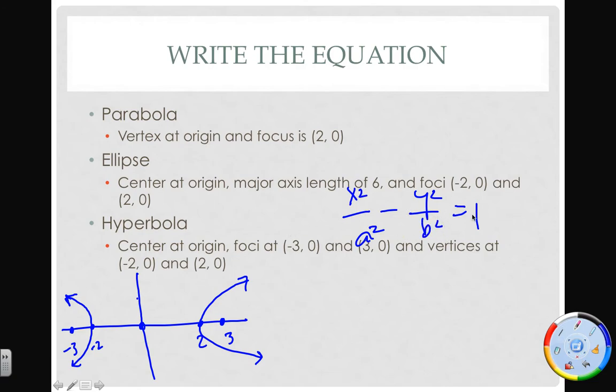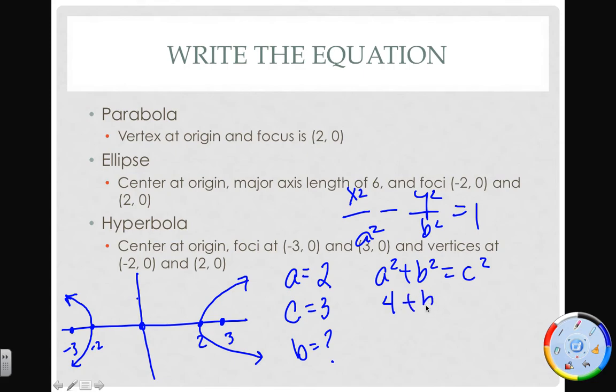It has to look like this. So I need to know a and b again. I know a is 2 because a is the distance from center to vertex. c is 3, and I need to know b. I actually really want to know what b squared is, right? Because it's b squared in here in the denominator. Okay, so let's do this really quick. I know for a hyperbola, the Pythagorean identity is a squared plus b squared equals c squared. So I get 4 plus b squared equals 9, and b squared equals 5. Sorry, I get the same numbers here, but it's not a big deal.